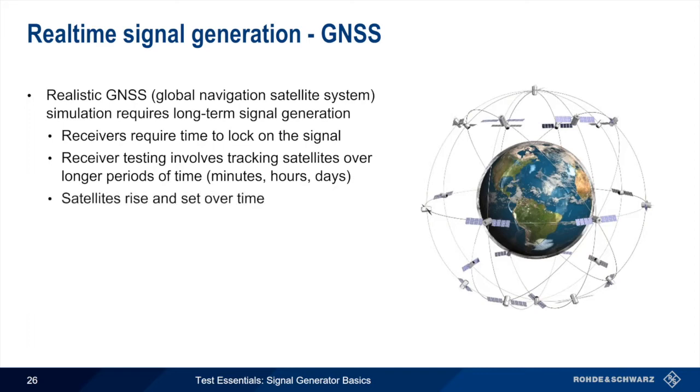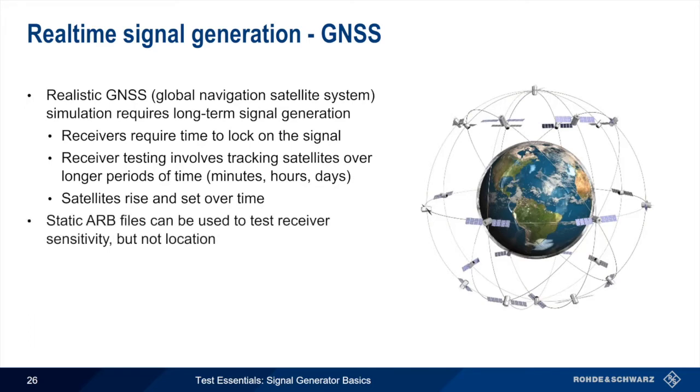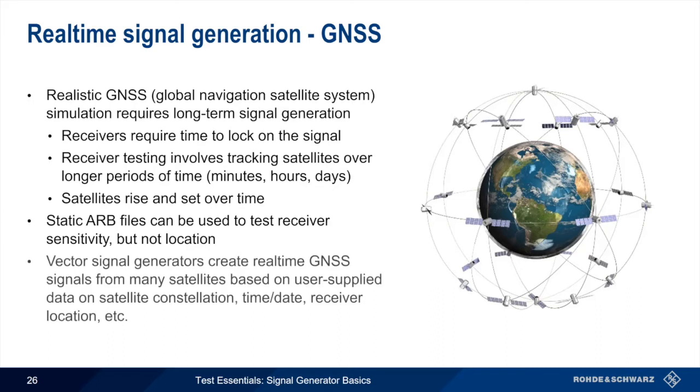Furthermore, the GNSS satellites are not fixed in the sky, but rise and set, so the signals from each satellite will be changing dynamically. It should be clear that a static ARB file with a duration of only a few seconds couldn't be used to test a GNSS receiver beyond basic RF parameters such as receiver sensitivity. A vector signal generator can, however, generate realistic signals and emulate a GNSS constellation over longer periods of time by using user-supplied data regarding the satellite constellation, such as current time and date, receiver location, etc.